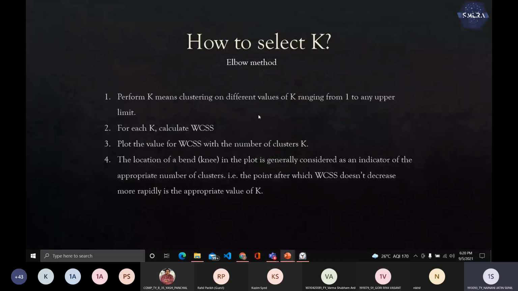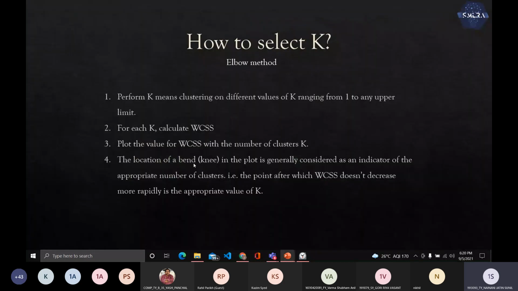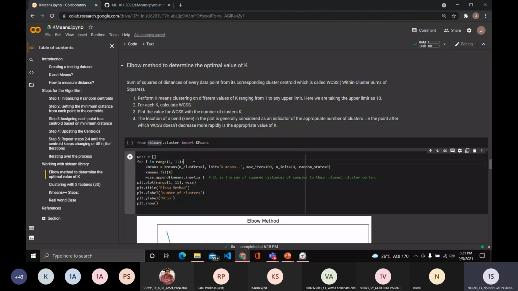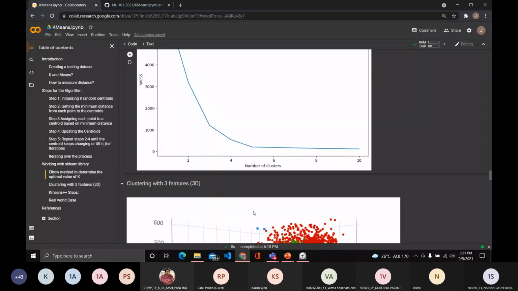The answer is pretty simple. Perform k-means clustering for different values of k, ranging from 1 to an upper limit. Here, the upper limit is 10. The range goes from 1 to n-1, so the upper limit here is 10. We'll calculate WCSS for each k. So from one cluster, two clusters, three, we'll calculate WCSS and we'll plot it. Then we'll visualize the graph and we'll look for the last corner point.